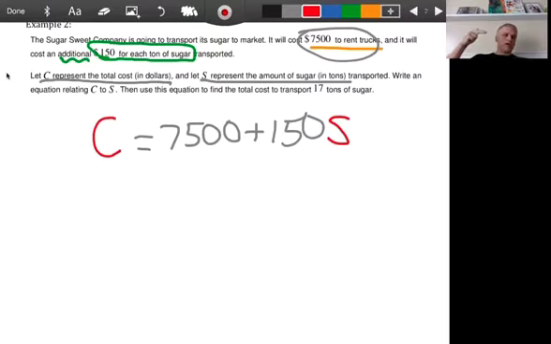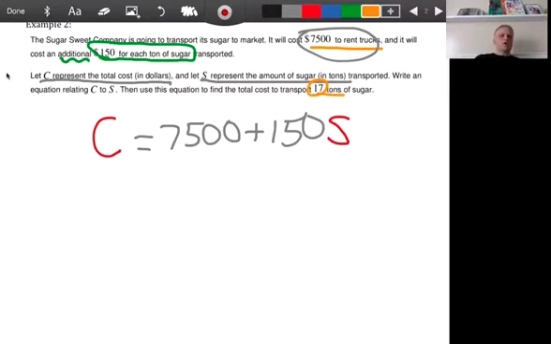Sweet, we got the equation. All right, now use this equation. You got it, you might as well use it. Use this equation to find the total cost to transport 17 tons of sugar. No problem, okay? 17 is the number, tons of sugar.